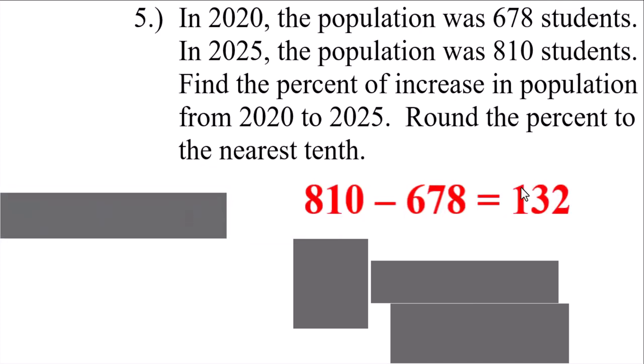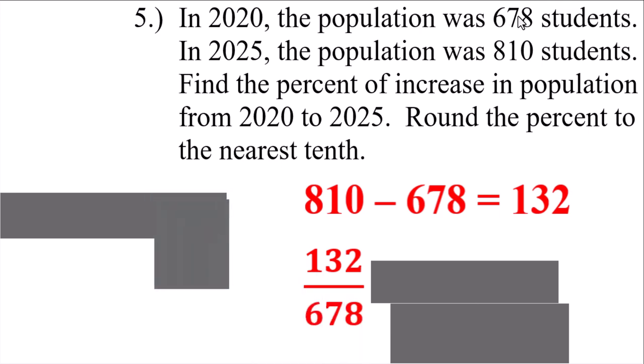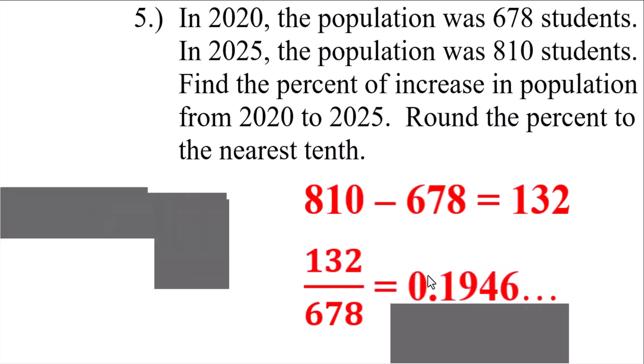So we subtract, and we can see that it changed. It went up by 132 students in just 5 years. That's pretty significant. So 132 students, that's the amount of change. We need to divide by the original population, which was the older one from back in 2020. So that's the 678 students. Divide, you're going to get 0.01946. And this was a really ugly decimal.